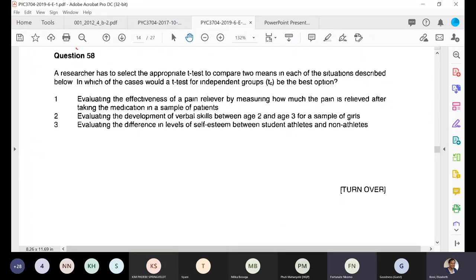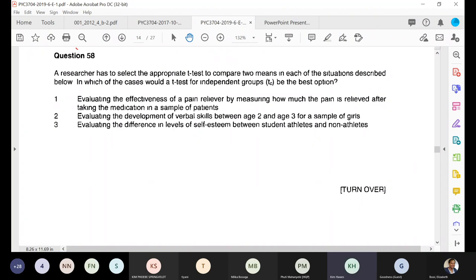You'll never know. A researcher has to select the appropriate t-test to compare two means in each of the situations described below. In which of the cases would a t-test for independent groups be the best option? One, evaluating the effectiveness of pain relievers by measuring how much the pain relief after taking a medication in a sample of patients. Two, evaluating the development of verbal skills between age 2 and age 3 for a sample of girls. Three, evaluating the differences in level of self-esteem between student athletes and non-athletes.